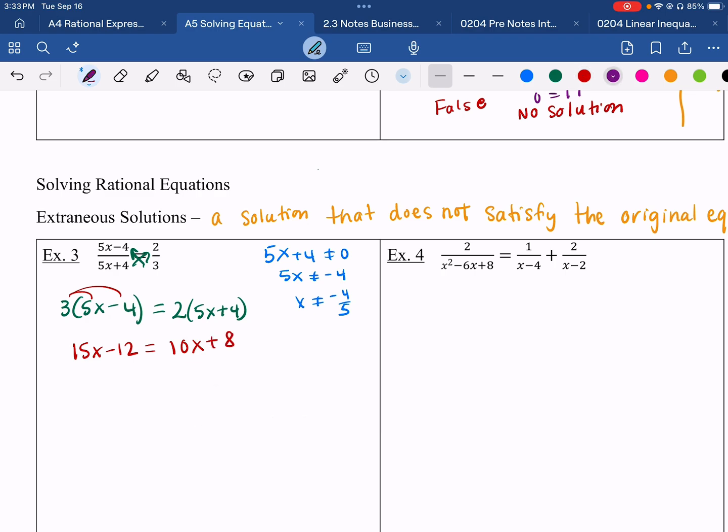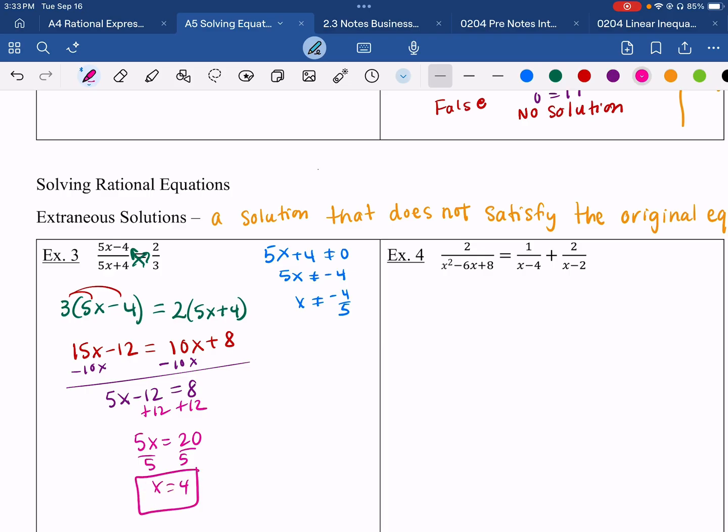I'm going to get my x's on the same side, subtracting the 10x. 5x minus 12 equals 8. I'm going to add 12. 5x equals 20. Divide by 5. x equals 4. That is not my restriction, so I get x equals 4.